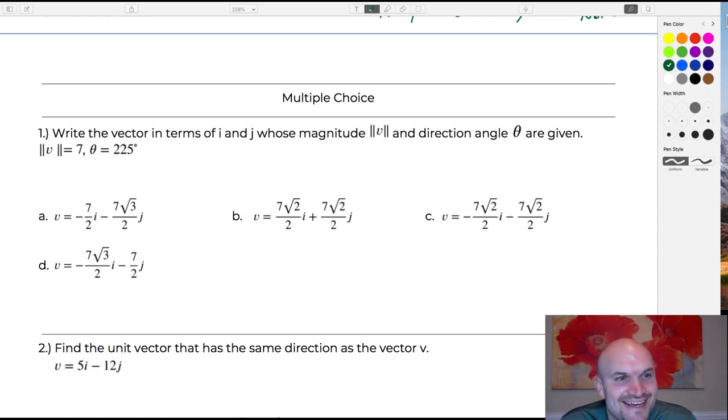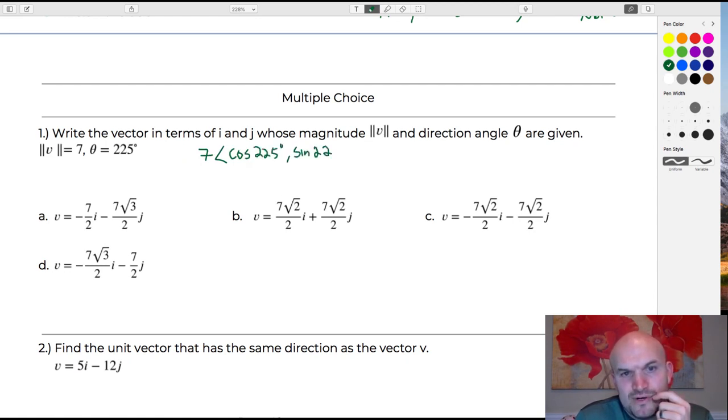The next one says, write a vector in terms of i and j whose magnitude, v, and direction, theta, are given. The magnitude is 7 and the angle is 225 degrees. Obviously this is in i and j form, so I can write this in the magnitude form of 7 times, actually, let's distribute that 7 one by one: 7 times the cosine of 225 degrees, and 7 times the sine of 225 degrees.